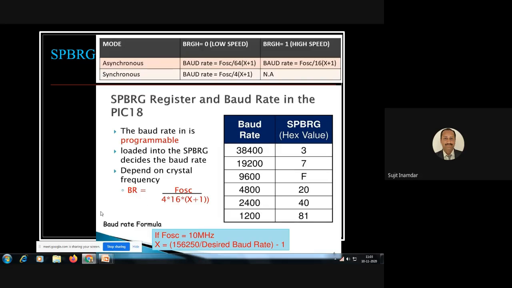So there is one formula, a standard formula they have used, that is the baud rate is equal to f oscillator. This f oscillator is nothing but the crystal oscillator's frequency, and this is the formula: divided by 4 into 16 into x plus 1. Here x is nothing but the number of bits, or we can say the resolution for this particular transmission.